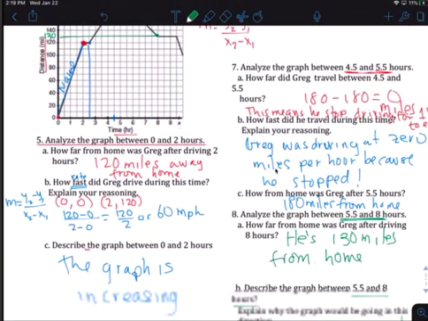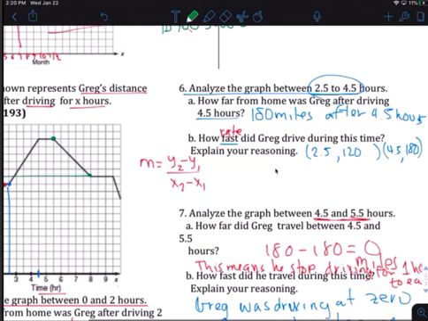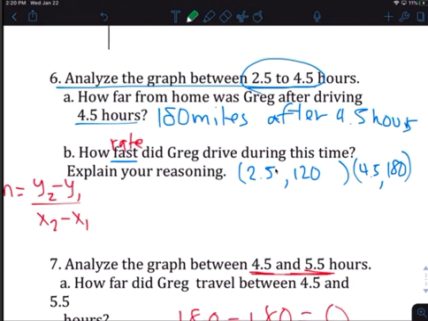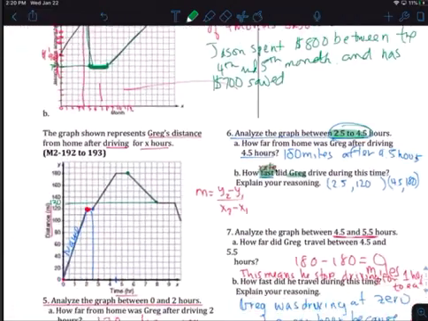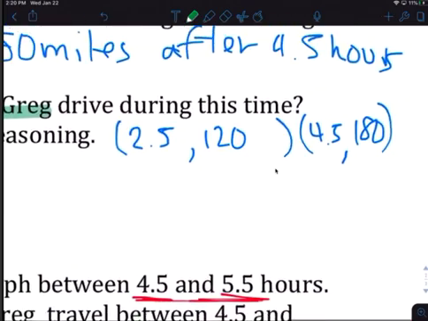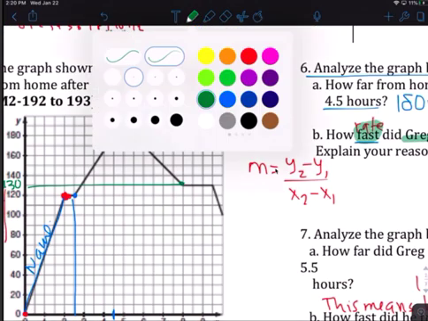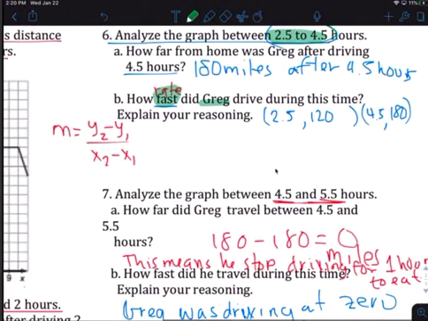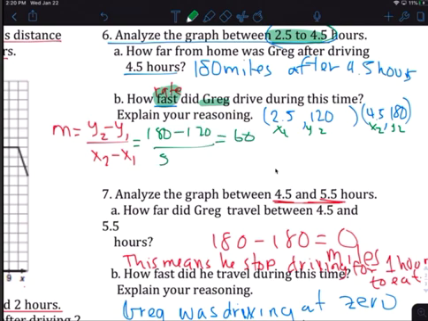Now, most classes we did number 5, number 6. Some classes we didn't finish. Find the rate. That means how fast Greg was driving during this time, and we're talking about 2.5 to 4.5 hours. And we got ordered pairs for it. 2.5 is 120. 4.5 is right here, 180. So you find the rate of change, x sub 2, y sub 2, x sub 1, y sub 1. Okay, so you get 180 minus 120 over 4.5 minus 2.5. So Greg is going at 30 miles per hour between those times.